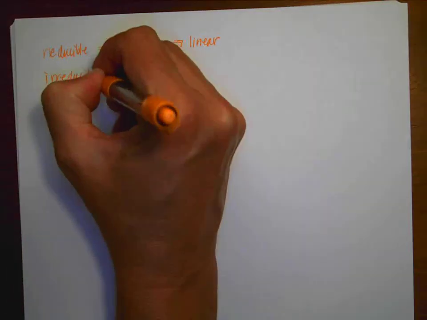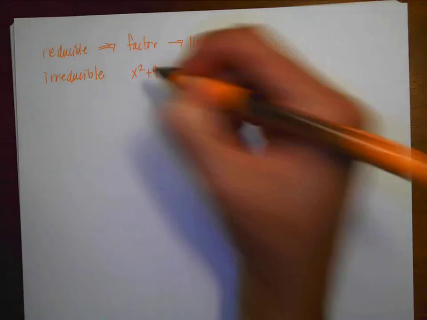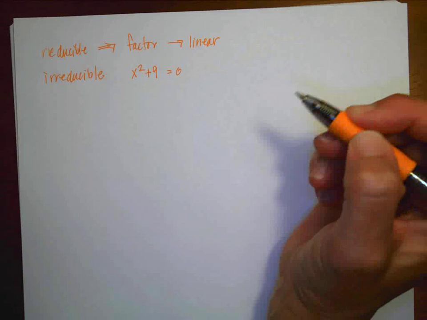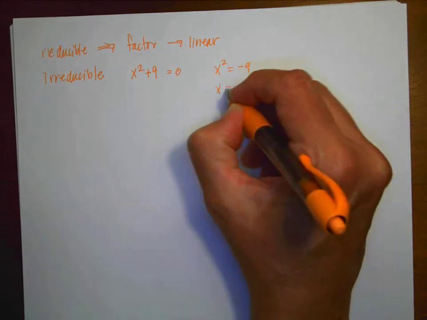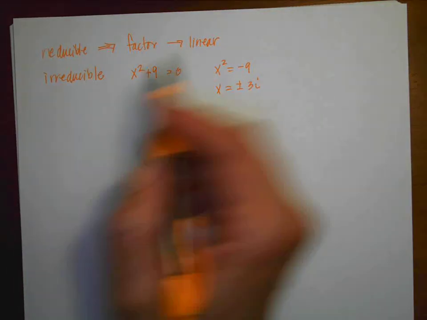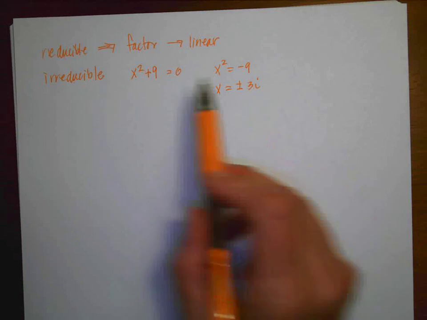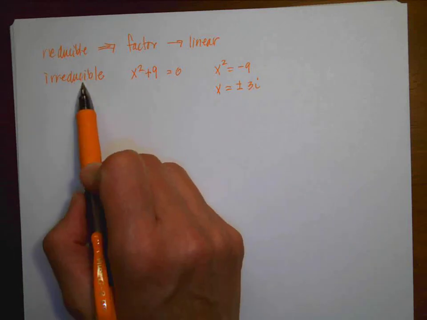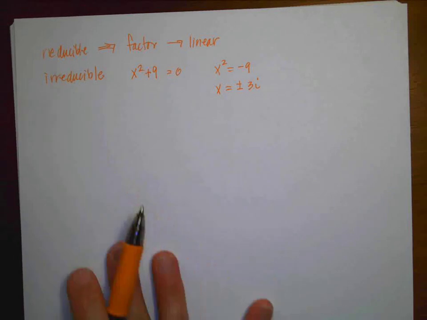Irreducible might be something like x squared plus 9, because if you set it equal to 0, you would get x squared equals negative 9, x is plus or minus 3i. Okay, it's irreducible if I get an imaginary number. So those are going to be our two basic types of factors, reducible and irreducible.